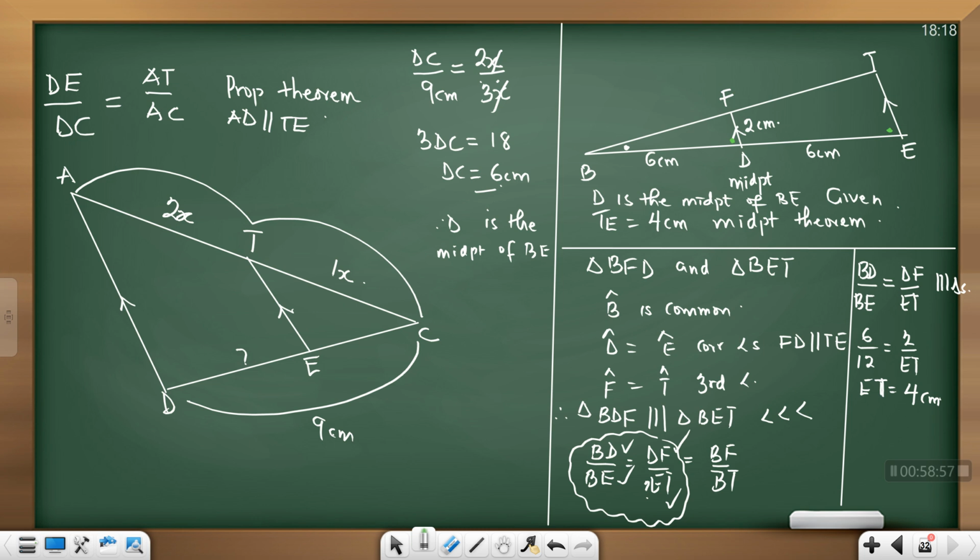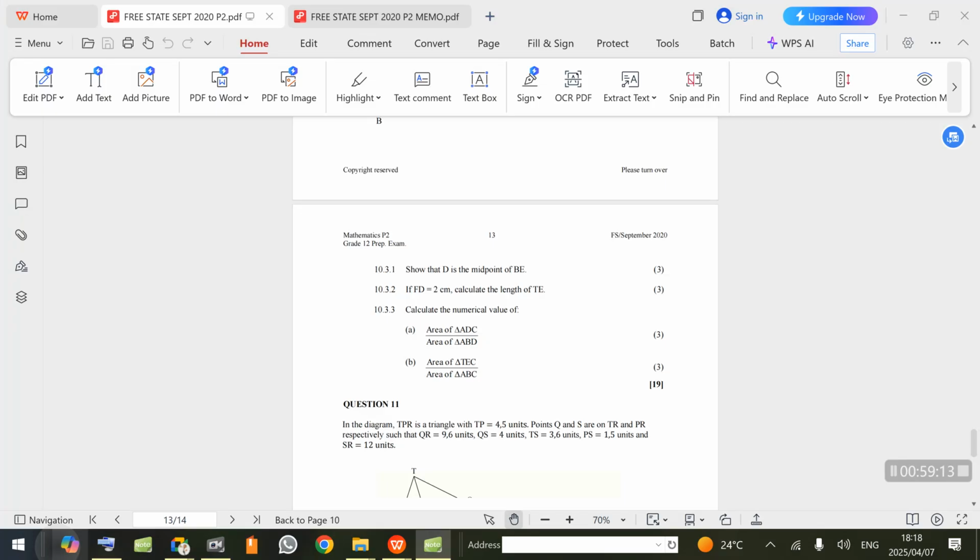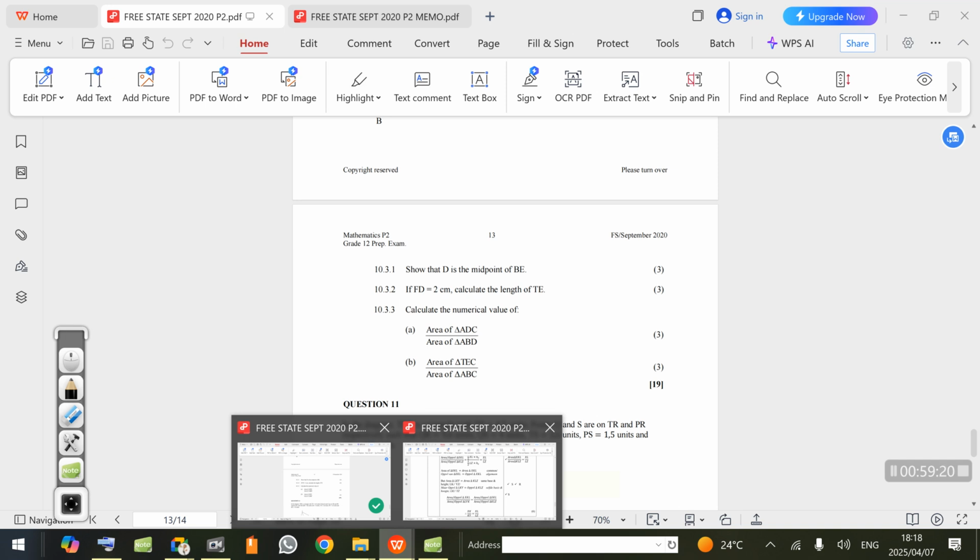Sir, is it a must for us to write all this text? Yes, sir. It's a must. Let's see. Let me check the memo. Karabo says, is it a must? If I'm using this second method, I need to write all of that because you need to prove the angles first. Let's see. What's this? 10.3.2.